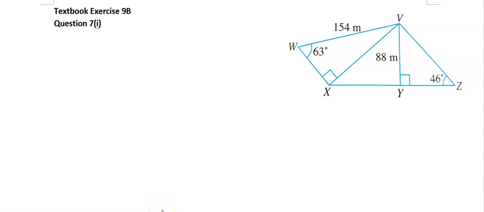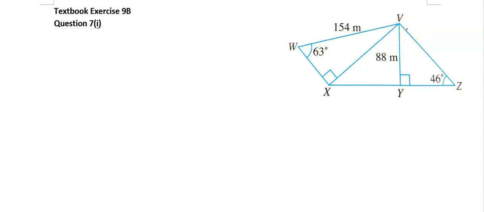In question 7 part 1 we are supposed to find the perimeter of the entire diagram. So in short, to keep track of all the sides, we can break it down: perimeter is WV plus WX plus XY plus YZ plus ZV.